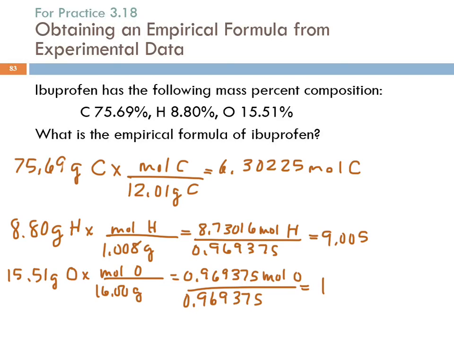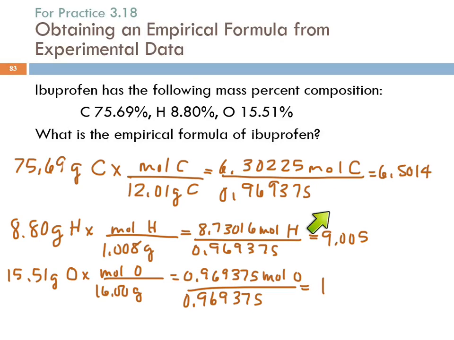.005. Can we round that to 9? Yeah, we can. So let's look at this one. So this one comes out 6.5014. Can I round that one? Nope. So now what do we do?